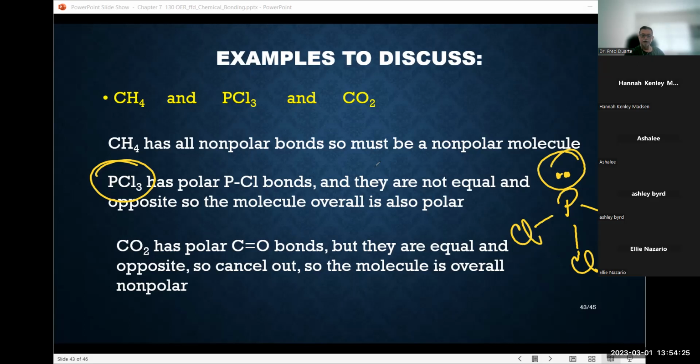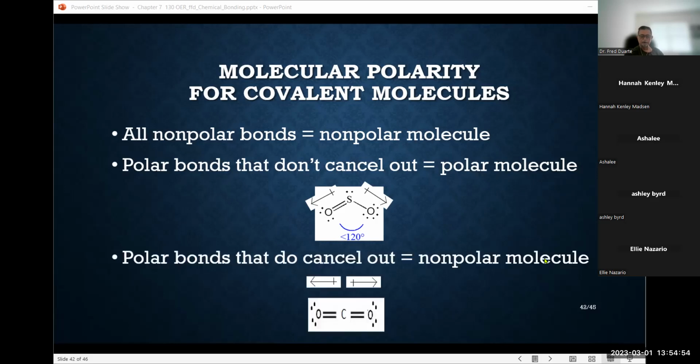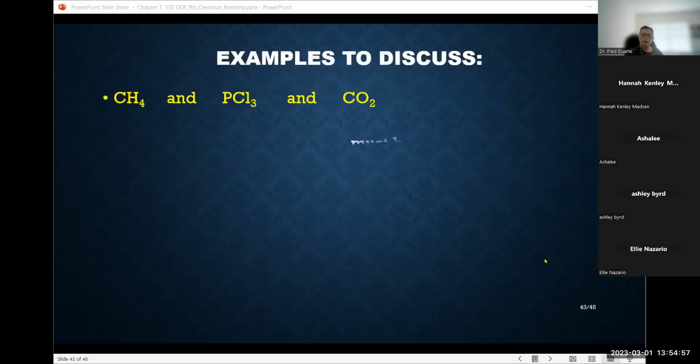Even if you didn't completely understand the previous example with SO3, guess what? SO2, excuse me, sulfur dioxide, has a lone pair on the central atom. By default, it's a polar molecule. If you forgot how the polar bonds do not cancel out, the fact that you've got a lone pair on the central atom means polar molecule.